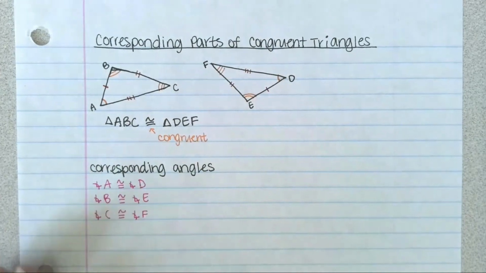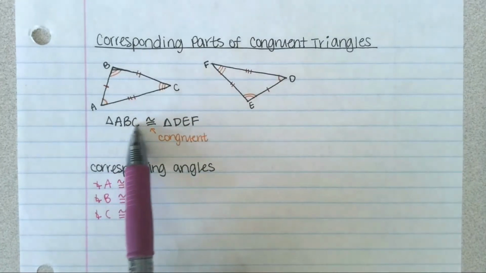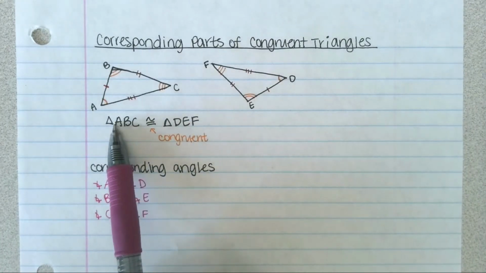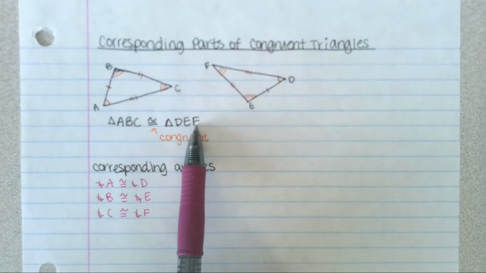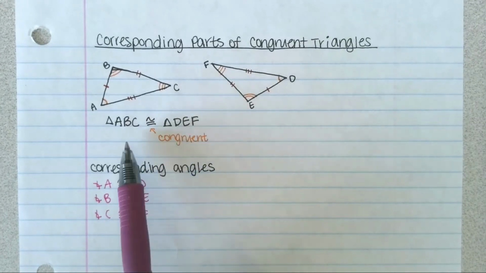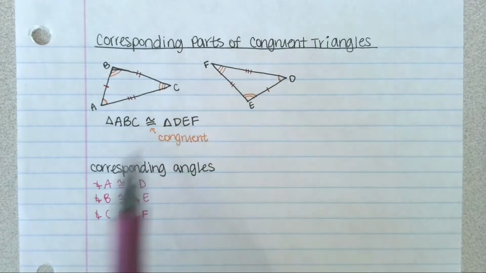And so this is where it comes in that the order that you write your letters for your triangle statements does matter, because the first letters have to correspond, and the second letters and the third letters respectively.